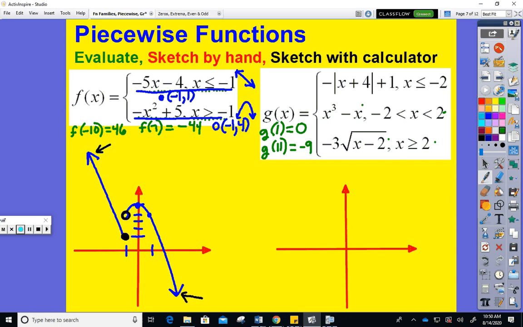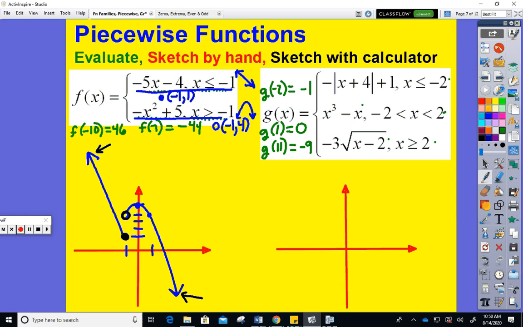Well, what if I said evaluate g of -2? Well, -2 falls on the first piece. It's a -2 is actually equal to -2. So I'm going to plug it into my first piece for y. So -2 plus 4 is 2. The absolute value is 2, but then I make it negative. So -2 plus 1 is -1. So that's just a review of how you evaluate.